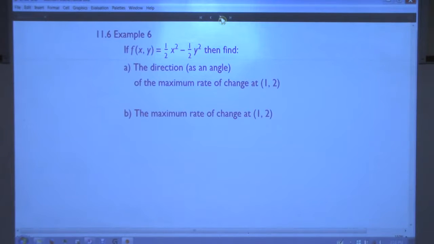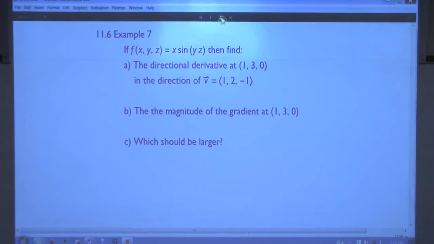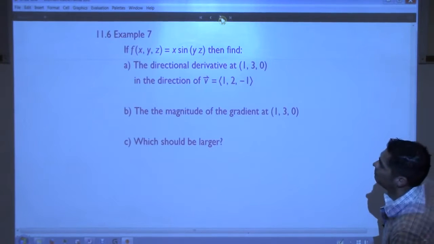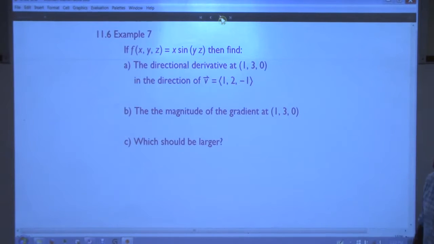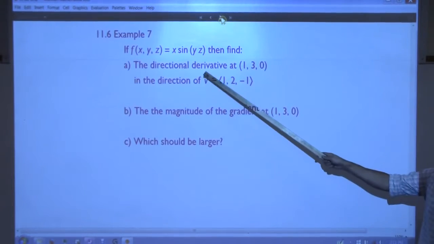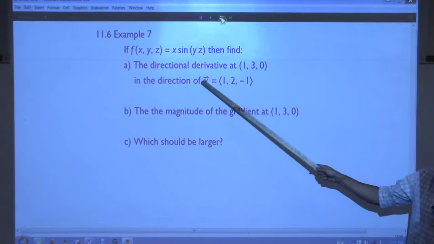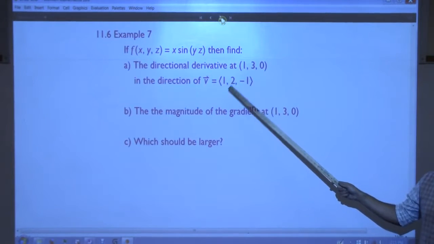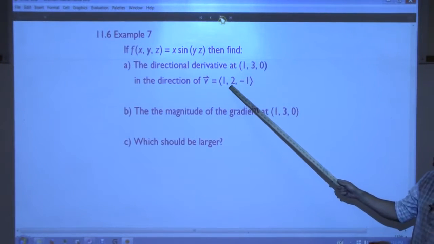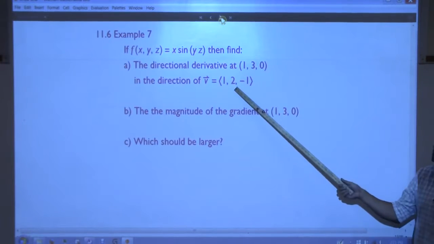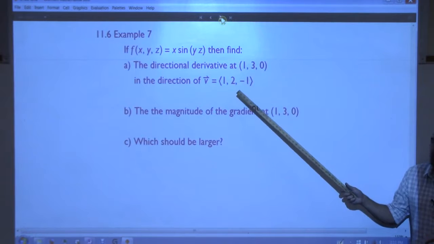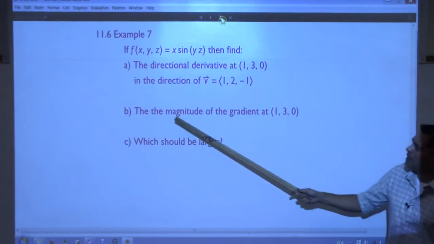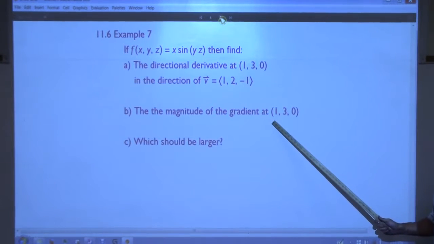Yeah? Ooh, now that one. Let's see about this one. Here's a function of 3 variables. Find the directional derivative at this point in this direction. So this is what we started class with. Directional derivative, I give you a vector. You've got to go through and make sure first that this is a unit vector, right? And then go through the whole computation. Then it says to find the magnitude of the gradient at the same point.